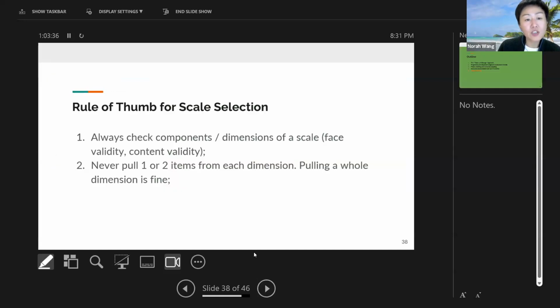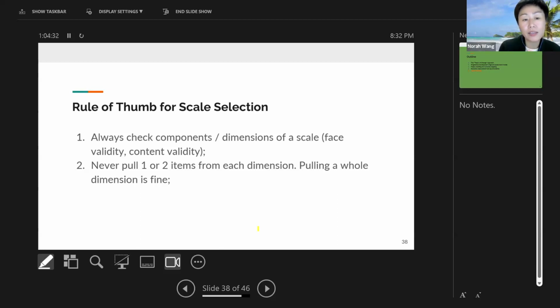Okay. So a rule of thumb for scale selection: always check the components or dimensions of a scale. For example, resilience. There are so many scales measuring resilience. Do you know which resilience scale you're going to choose? If you type resilience in a Google search, you will come to a site telling you there are 8 best resilience scales. Even among these 8, you need to be able to choose which resilience scale is best for your outcome, because each probably measures different dimensions. So you need to look at those dimensions, and think about whether those dimensions capture your outcomes. You need to check the face validity and the content validity.